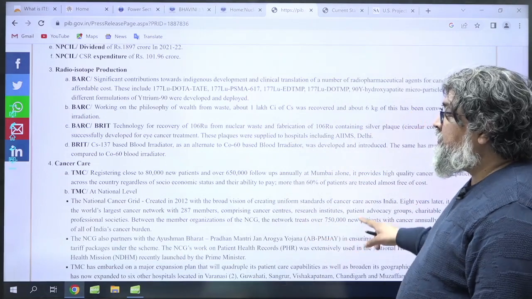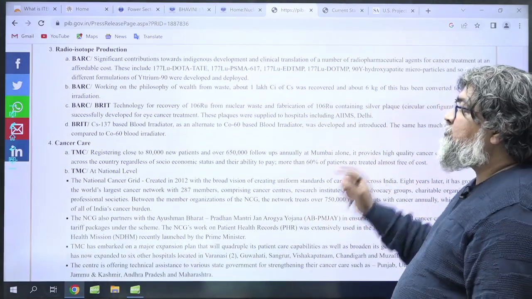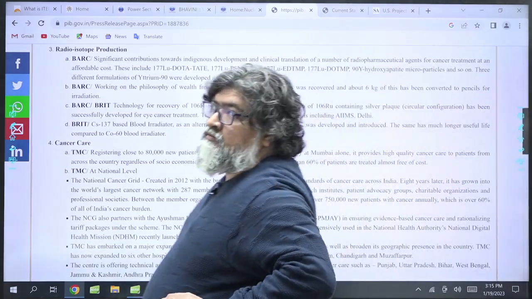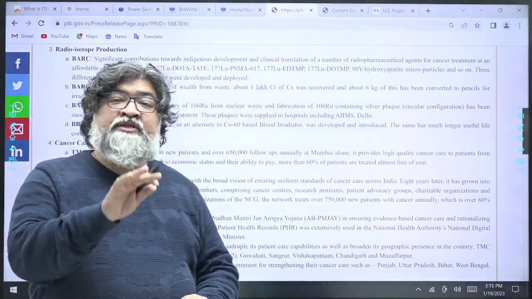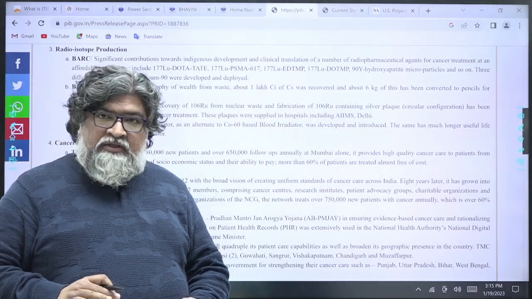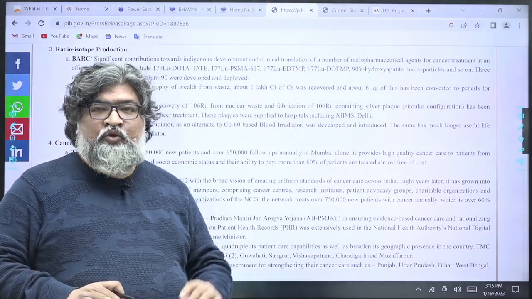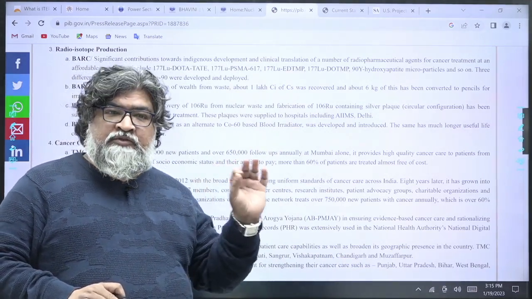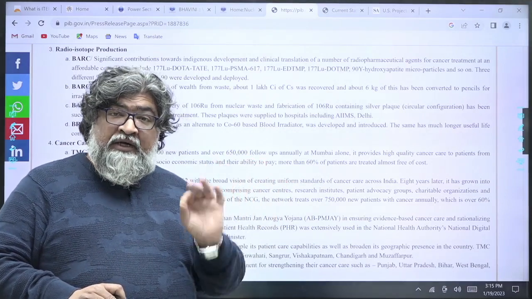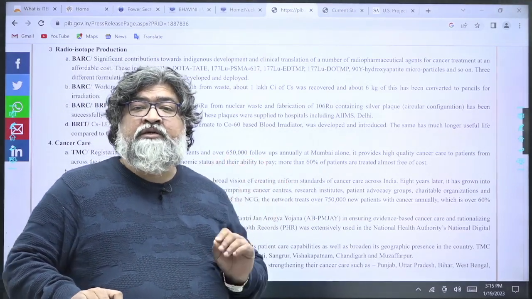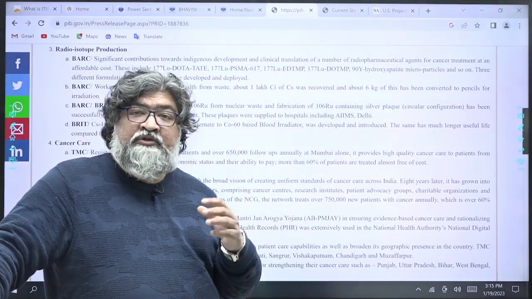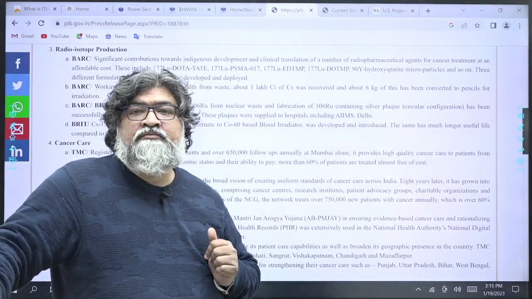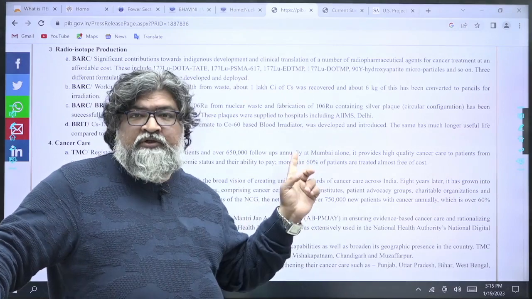So, this is important: radioisotope production. India is one of the leading producers of radioisotopes in the world. Whether it is cancer treatment or other things, which is nuclear medicine, we need radioisotopes. In Bharat, its production is very high. But in the West, we are the leading producer. This is what you find here.